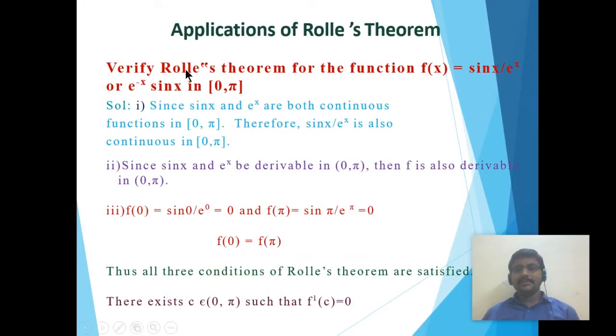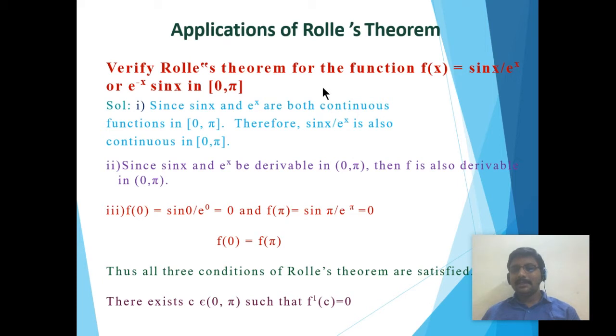Another application of Rolle's theorem: the given function is f of x equal to sin x upon e power x, or e power minus x sin x, in the closed interval 0 comma pi. The given function is clearly continuous because sin x is continuous and e power x is also continuous. So sin x into e power minus x is also continuous. If f and g are continuous, then f by g is also continuous.